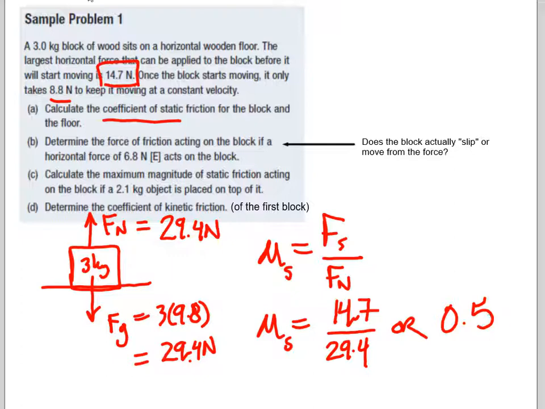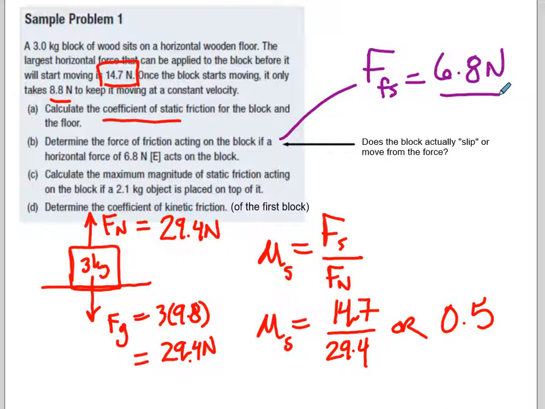Determine the force of friction, let's switch to purple. Determine the force of friction acting on the block if a horizontal force of 6.8 newtons acts on the block. Now this is a really important idea because the force of friction here is just going to be 6.8 newtons. It isn't until you overcome the 14.7 maximum static friction amount that this thing will move. So any force you apply, until it's greater than 14.7, the friction force is just going to balance it. That's a big idea. So at 6.8 it's not going to move. The friction force is just going to match whatever your applied force is.